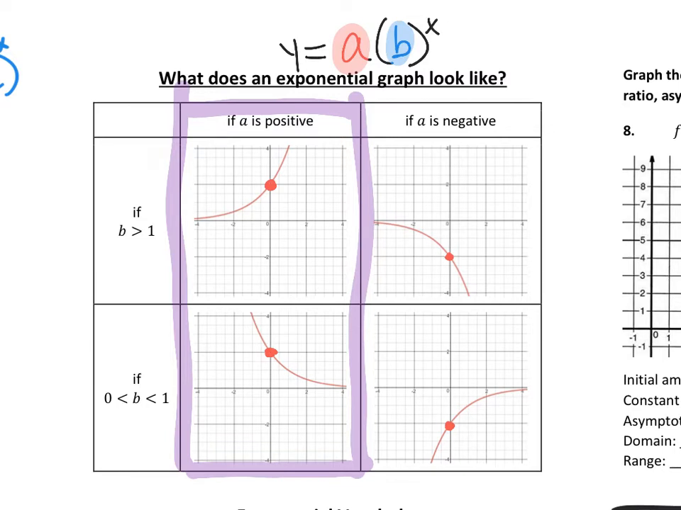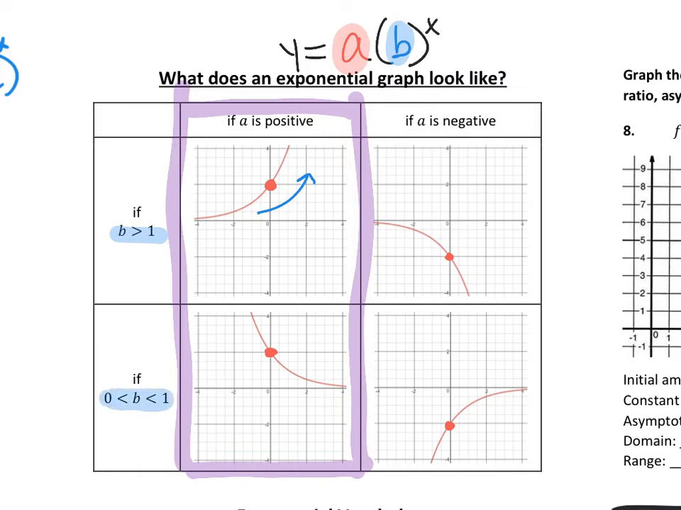If your b value is bigger than 1, which means it's like 1.5, 2, 100, 10, big numbers like that, you're going to have what's called a growth graph, okay? It's increasing. You see how it's going up? It's increasing. This is like the penny example because it doubled every time. That was a 2, so it got bigger.